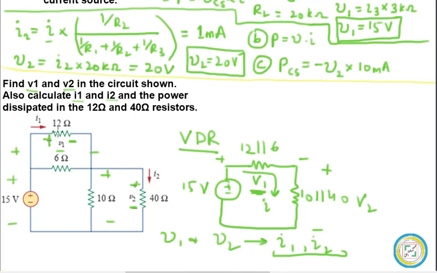And once you have done that, you can also find the power dissipated through these resistors, P equals V into I. I would urge you to solve this numerical on your own. The answers are present in the handout.